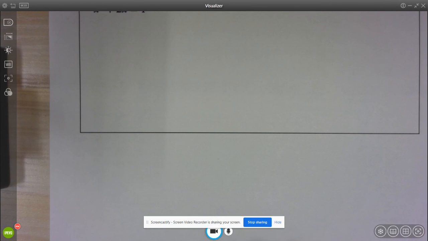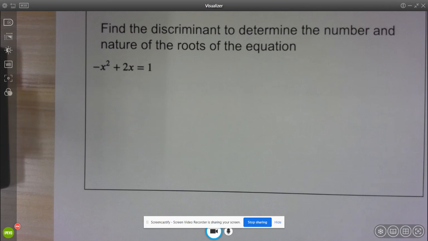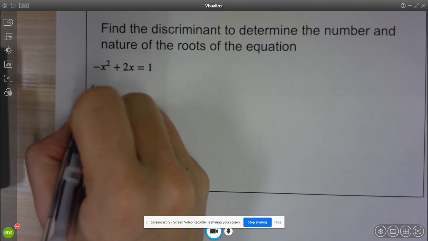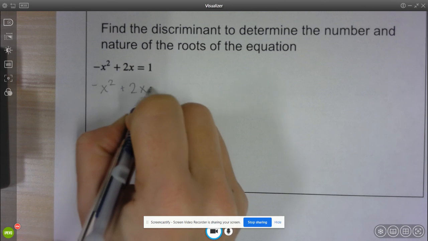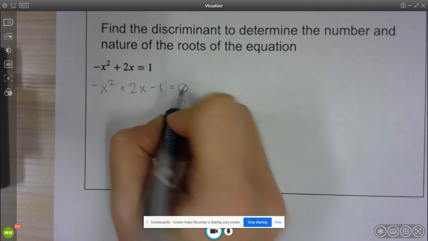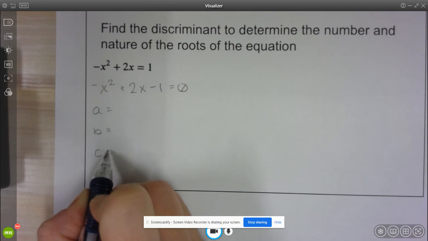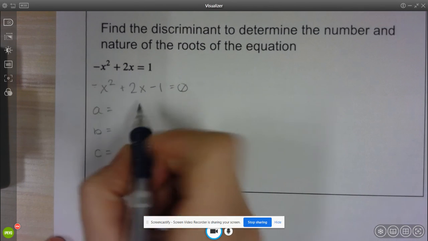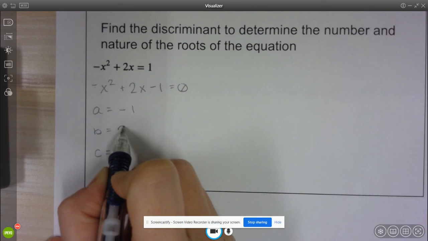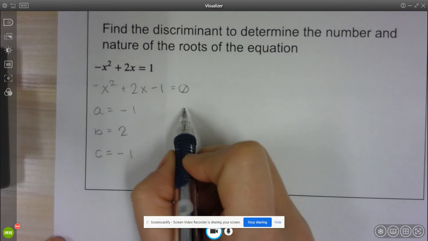All right, last but not least, I've got x squared plus 2x equals 1. Still not equal to 0, so I have to make sure I do that. Going to find A, B, and C. Now this negative sign out in front means that A is actually -1, B will be 2, and C is -1.